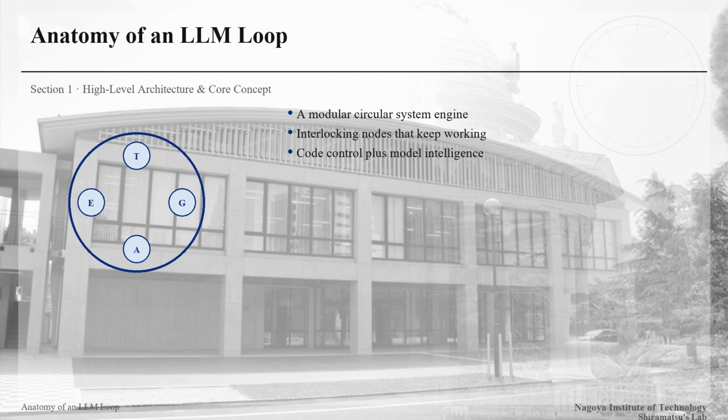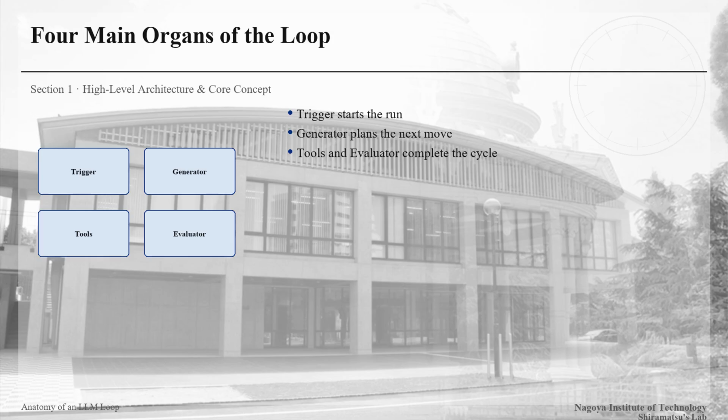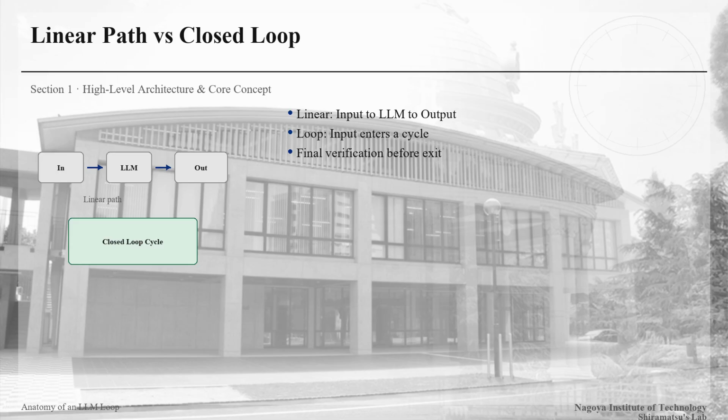Welcome. This course explores the anatomy of an LLM loop, a modular system where code and model intelligence work together. At a high level, the loop has four main organs: trigger, generator, environment or tools, and evaluator. A linear path goes input, model, output once. A closed loop keeps cycling until verification succeeds.